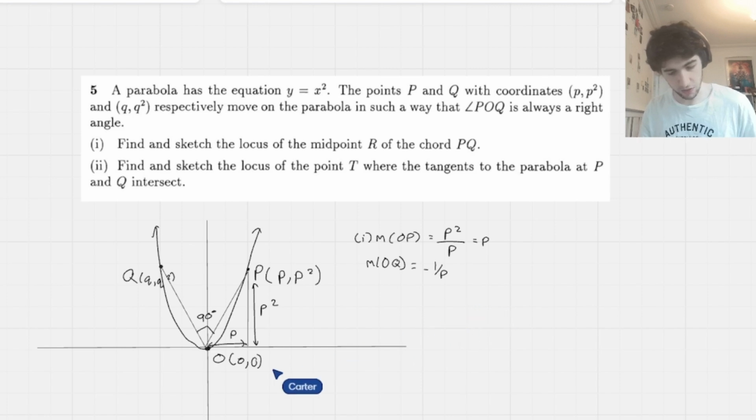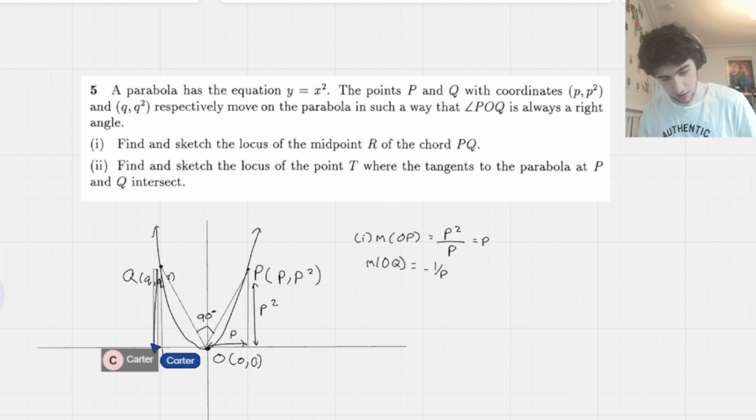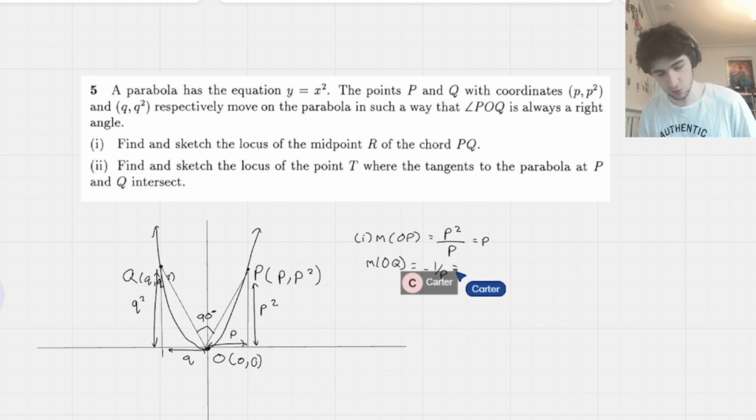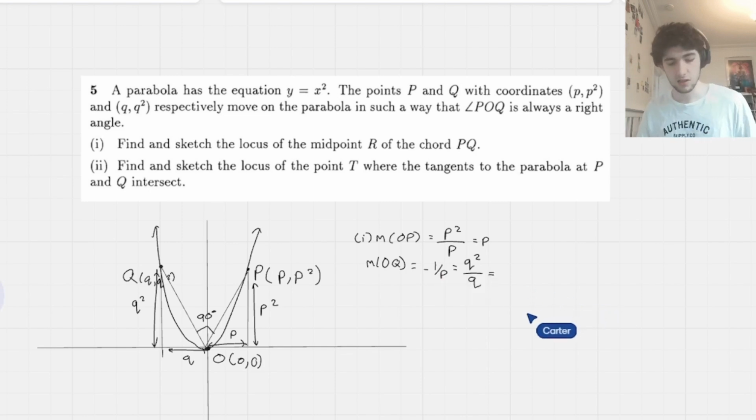But I can also work out the gradient of OQ in the same way that I worked out that gradient. We know that our change in y is just going to be q squared, and our change in x is just q. So again, this is just going to be q squared divided by q. So minus 1 over p is q squared divided by q, which, if q isn't 0 and that line actually exists, will just be q. So minus 1 over p is q.